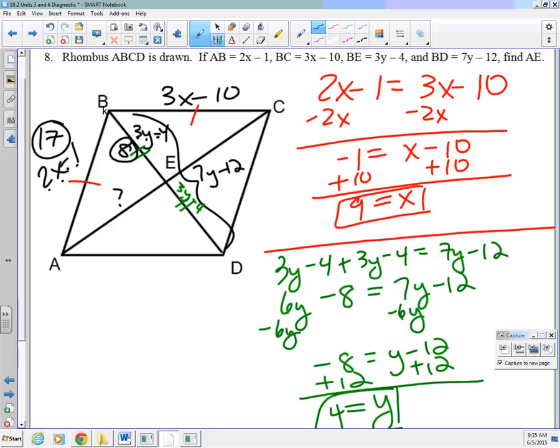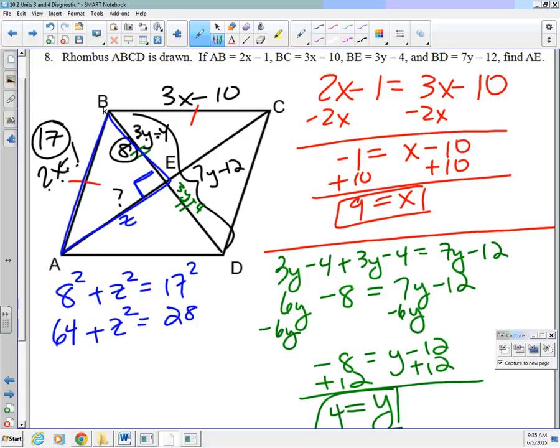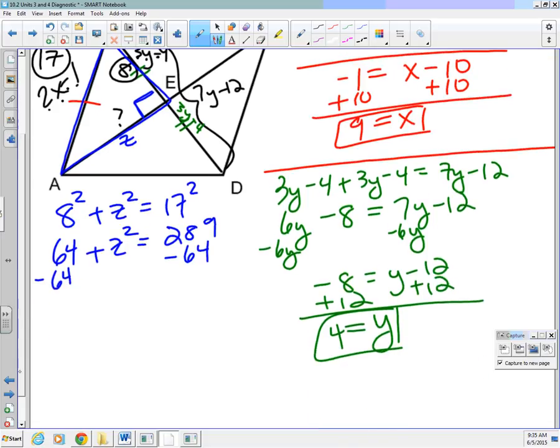Now I want to get AE. I have to know the diagonals of a rhombus are perpendicular. Okay, and so I'm going to have a triangle right here. That's a right triangle, so I can then solve for the guy that I want. I'll call it z. So I have 8 squared plus z squared equals 17 squared. 8 squared is 64 plus z squared equals 289. Subtract 64 from both sides. So I get z squared equals 225. Taking the square root, I get z is 15.